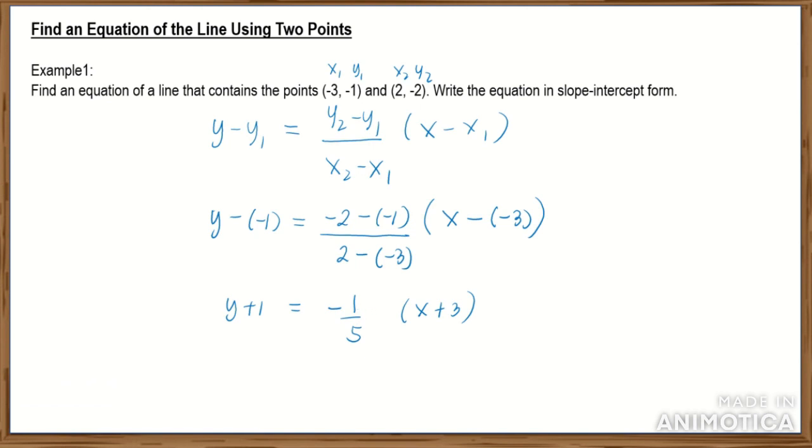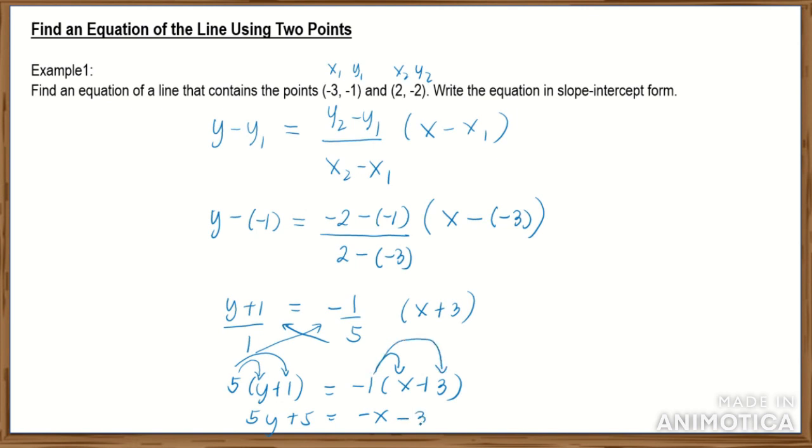Okay, and then we get the cross products now to remove the fraction form of the equation. Y plus 1 has an understood denominator of 1. So we have 5 times y plus 1 is equal to, of course, 1 times negative 1 is negative 1 times x plus 3. Then we apply the distributive property of multiplication. We have 5 times y is 5y. 5 times 1 is positive 5 equals negative 1 times x is negative x. Negative 1 times positive 3 is negative 3.